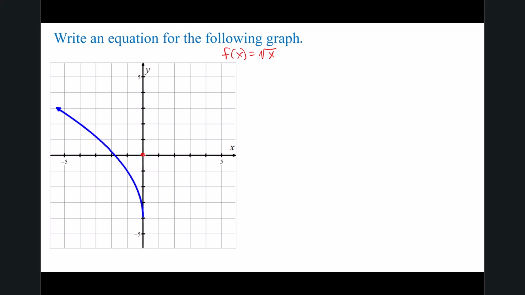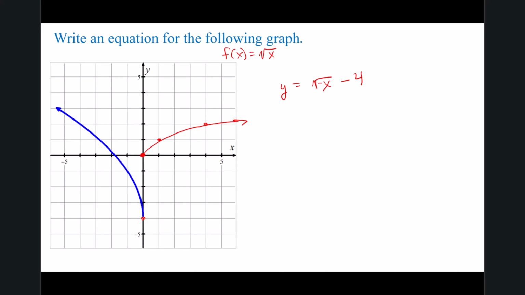If we have square root of x, I have the points 0, 0, 1, 1, 4, 2. I know what that shape looks like. So what happened? One thing I can see is that we were reflected about the y-axis. So reflected about the y-axis means I'm going to have a negative x in the square root. I can also see it got moved down 4. This point that was at 0, 0 is now down here at 0, negative 4.